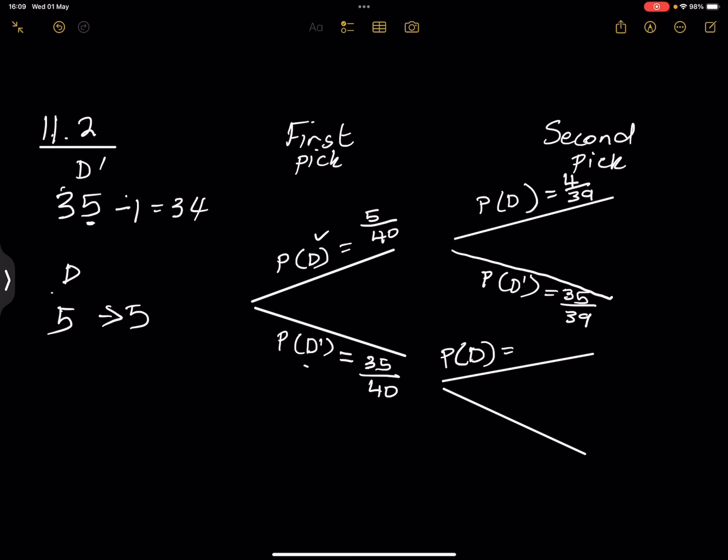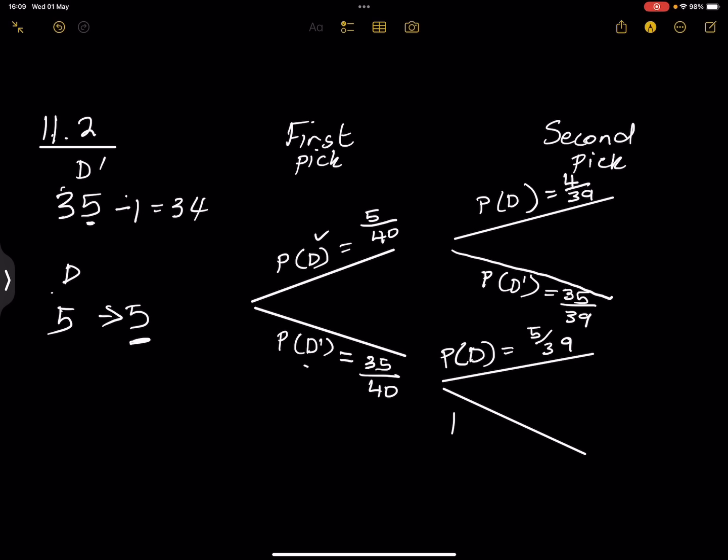So we said in this case, what is the chance of me picking a defective one? It would be 5 out of the 34. So that's 5 out of the 39 rather. Right, that's 5 out of the 39.